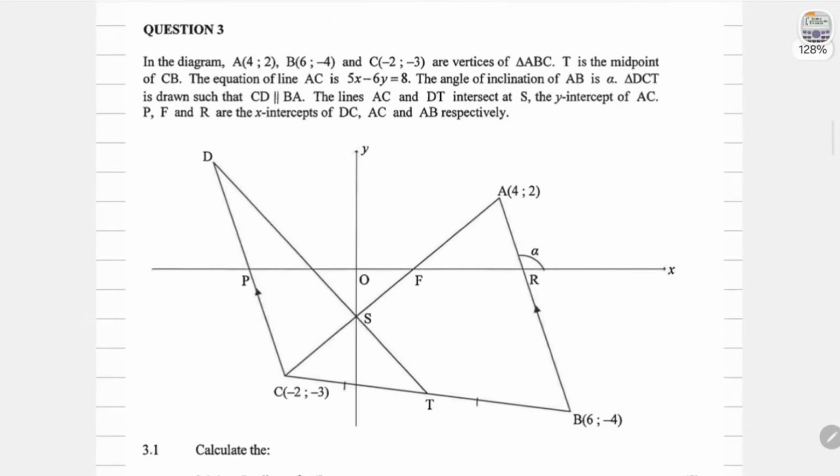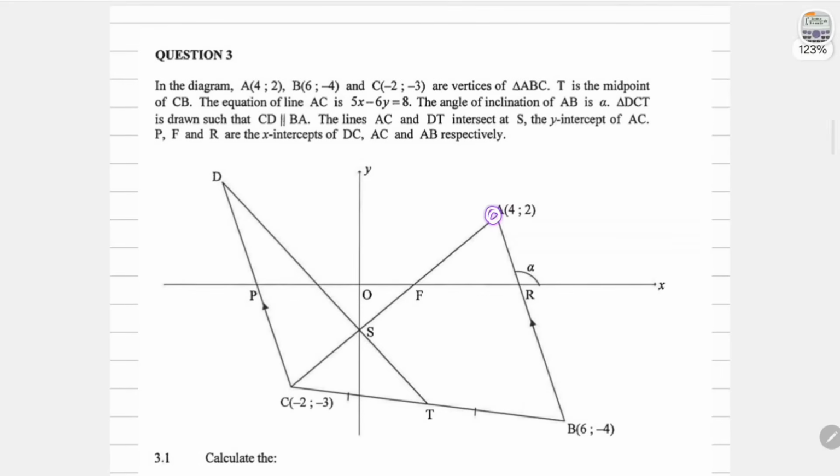Question 3 says, in the diagram, A, which is (4, 2), B, (6, -4), and C, (-2, -3) are vertices of triangle ABC. T is the midpoint of CB. The equation of line AC is 5x - 6y = 8, and we should probably put that down. The angle of inclination of AB is alpha. Triangle DCT is drawn such that CD is parallel to BA.